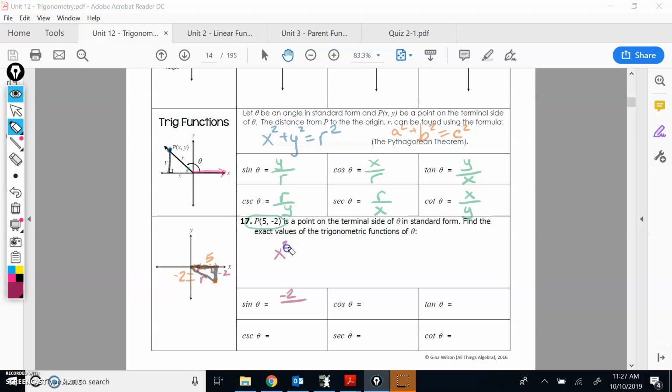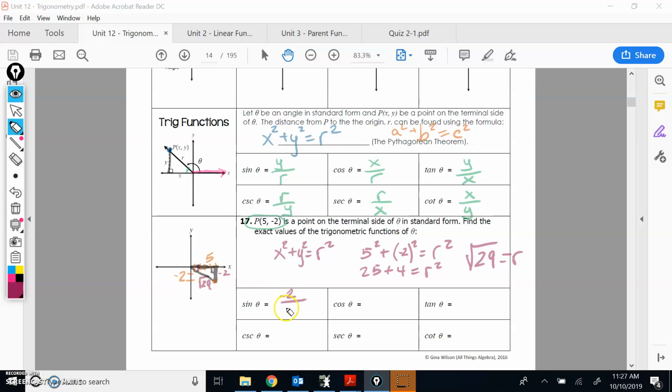We're going to use the Pythagorean theorem to find what the radius is. It doesn't matter which one's x or y. 5 squared plus -2 squared is going to be the radius squared. 25 plus 4 is the radius squared. So that means the square root of 29, and you could just leave it as the square root of 29, is the radius. I'm going to erase r now, and I'm going to put the square root of 29 right there. Now it's just filling in the blanks.